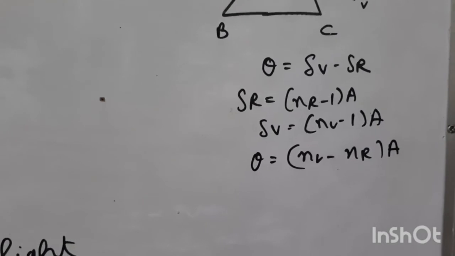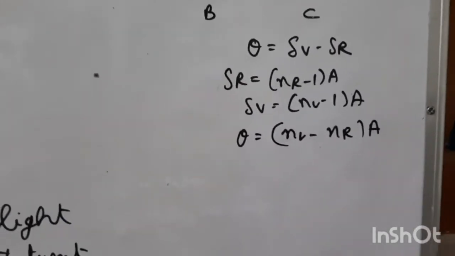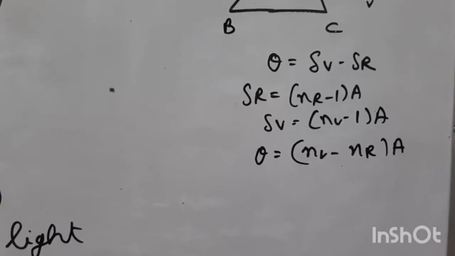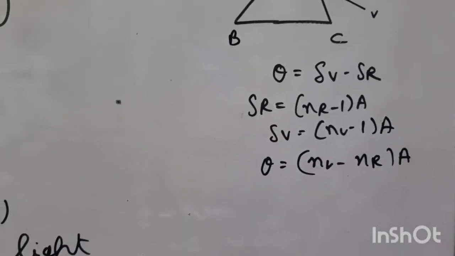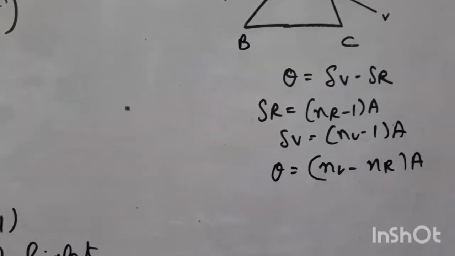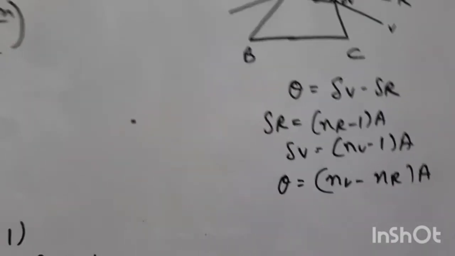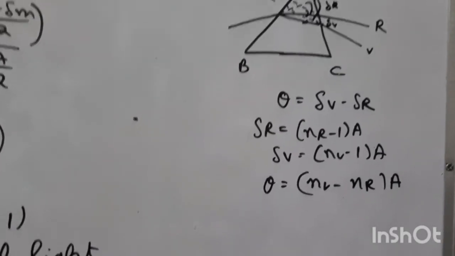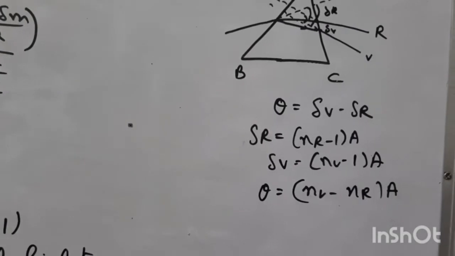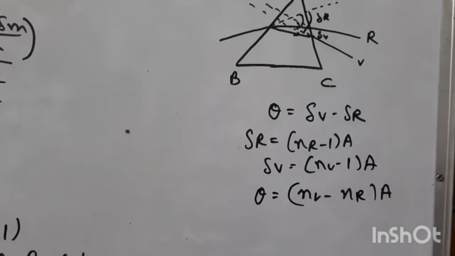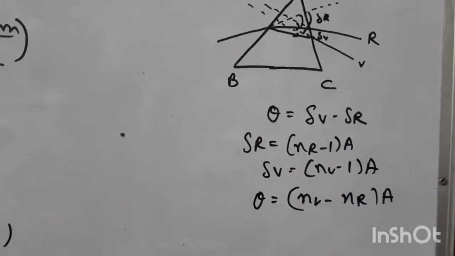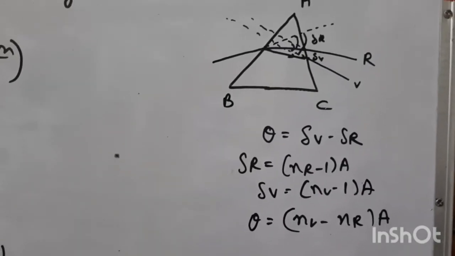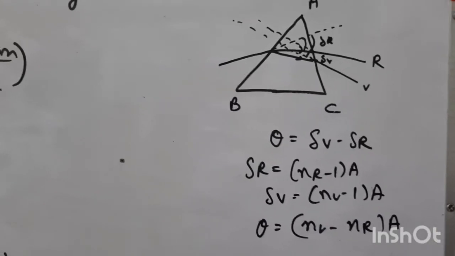Now here this angle theta is called the angular dispersion, the angle between the emergent rays of any two colors. It is not necessary that you choose violet color and red color, the bottom color or the top color. You can take any two colors from these, and the deviation angle that comes between those two colors, that is known as our angular dispersion between them.